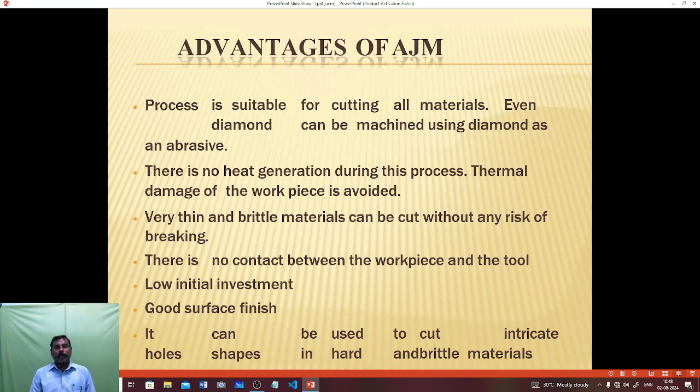The advantages of the abrasive jet machining process: it is suitable for cutting all materials. Even diamond can be machined using diamond as an abrasive. There is no heat generation during this process. Thermal damage to the workpiece is avoided. Very thin and brittle material can be cut without any risk of breaking. There is no contact between the workpiece and tool. Low initial investment and a good surface finish.